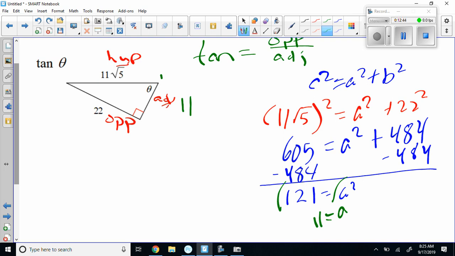That's 11, right? So if we do tangent, what would that be? The tangent of theta would be what? Opposite over adjacent, so that's 22 over 11, which is what? 2. Okay? You need to simplify your fractions. Yes, you do. So make sure that you label the hypotenuse if you've got it, because you'll end up doing what I just did, looking at it sideways, and it'll mess you up. Okay? Any questions on this one?